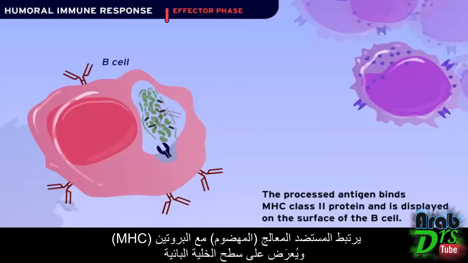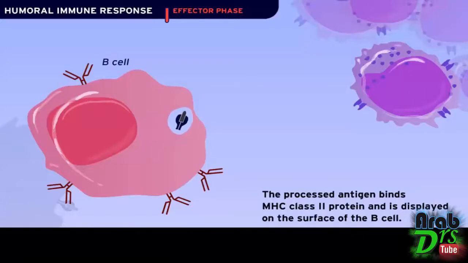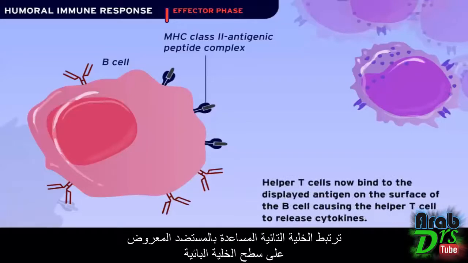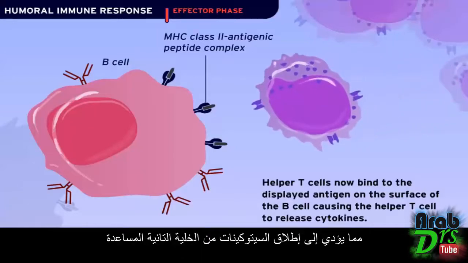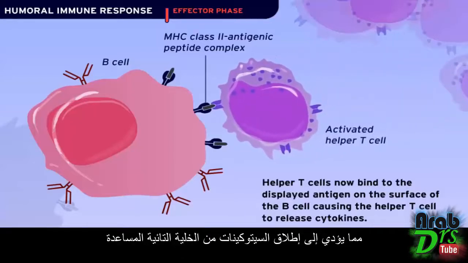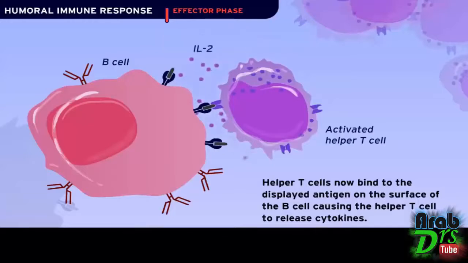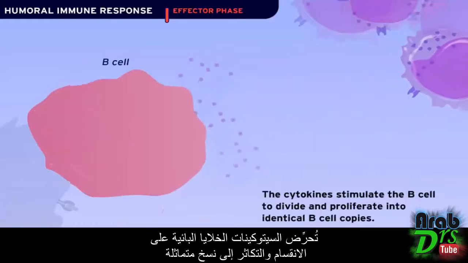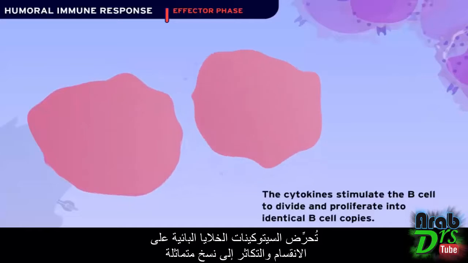The processed antigen binds MHC class II protein and is displayed on the surface of the B cell. Helper T cells now bind to the displayed antigen on the surface of the B cell, causing the helper T cell to release cytokines. The cytokines stimulate the B cell to divide and proliferate into identical B cell copies.